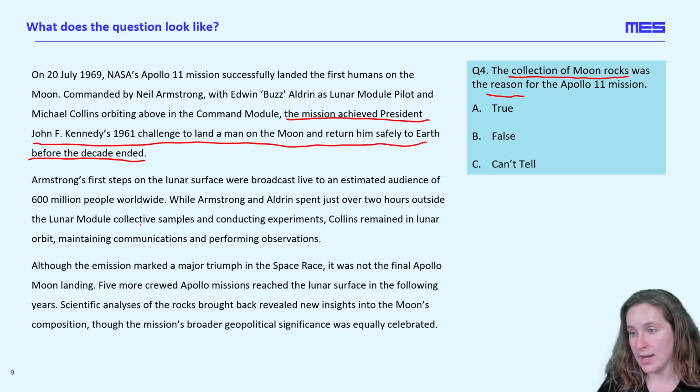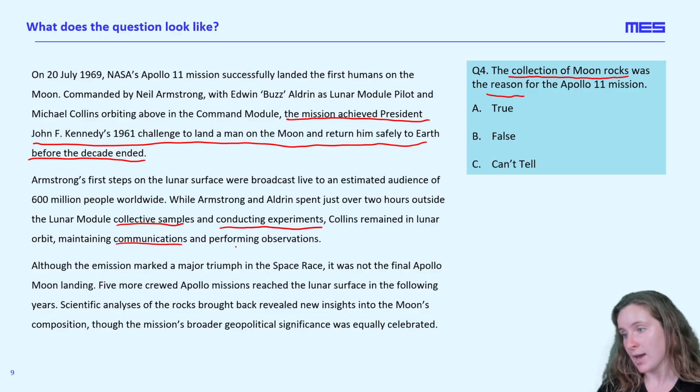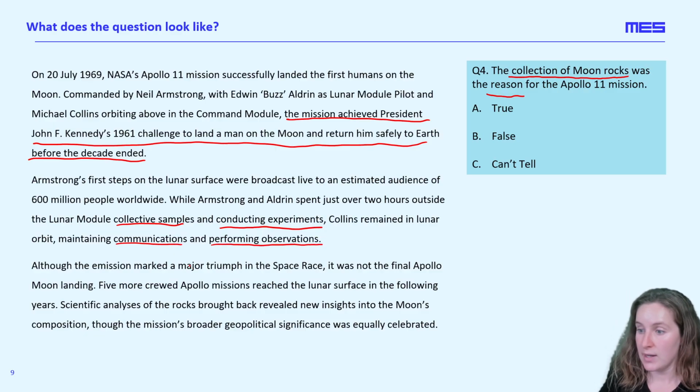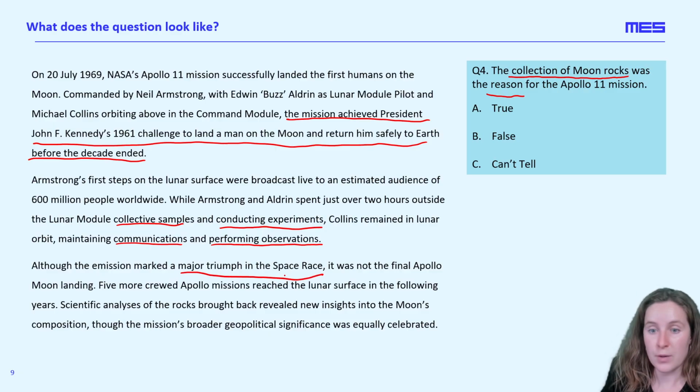Now, it does say that Armstrong and Aldrin were collecting samples and conducting experiments, and we know that they were maintaining communications and performing observations. So it does seem like there was science-based information that they were looking for as part of the mission for the trip. We know that it was a triumph in the space race. So if they achieved what they needed to do, that would be considered a triumph. Let's keep going.